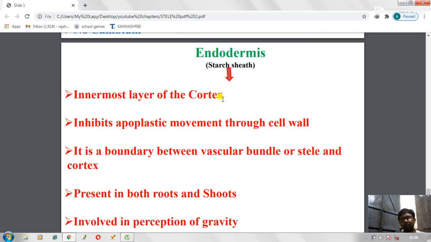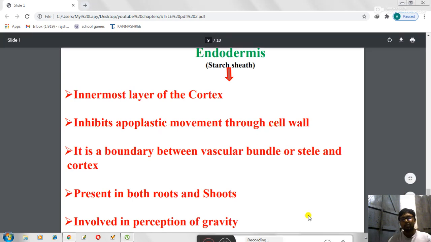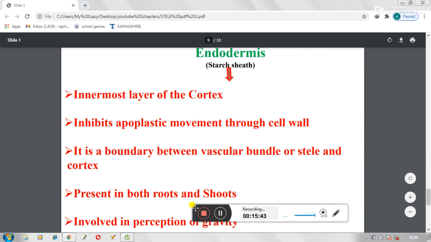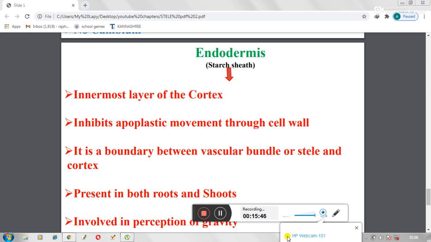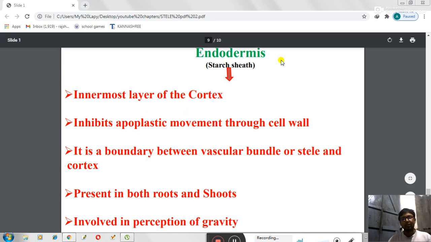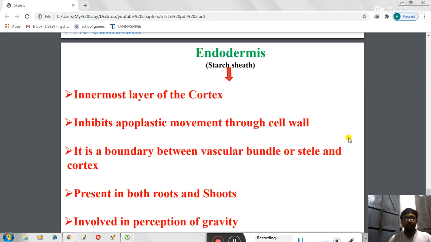Endodermis is the innermost layer of the cortex and inhibits the apoplastic movement through the cell wall. Apoplast is a most important phenomenon where the movement of water molecules occurs through the cell wall. This is the main hindrance: from the cortical region to the central region or the stele, no water molecule or mineral molecule will transfer through the apoplastic way due to this endodermis layer. Why does endodermis contain wax? I have mentioned the suberin-containing substances, called the impervious layer. So it is a boundary between cortex and stele.